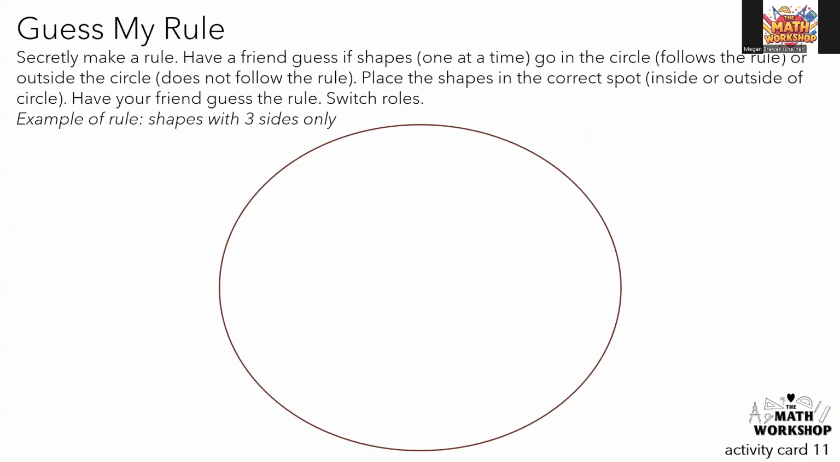If it doesn't fit the rule, it goes outside the circle. And partner B is trying to guess what the rule is. So rules could be things like shapes with 3 sides only. It could be yellow shapes. It could be shapes that have 2 parallel lines, sets of 2 parallel lines. So it's really dependent on the age of the child and where they are in their learning.